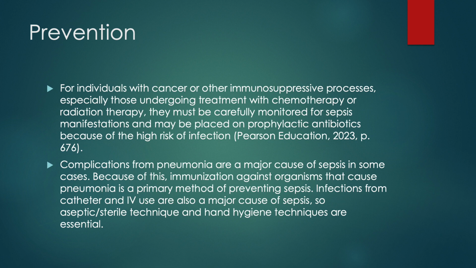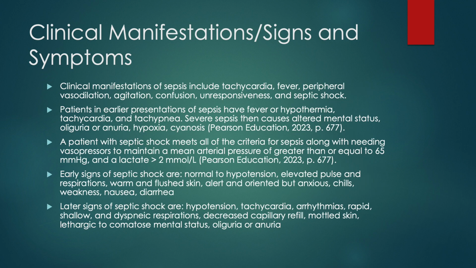Complications from pneumonia are a major cause of sepsis in some cases. Because of this, immunization against organisms that cause pneumonia is a primary method of preventing sepsis. Infections from catheter and IV use are also a major cause of sepsis, so aseptic/sterile technique and hand hygiene techniques are essential. Clinical manifestations, or signs and symptoms that you may notice in your patient.